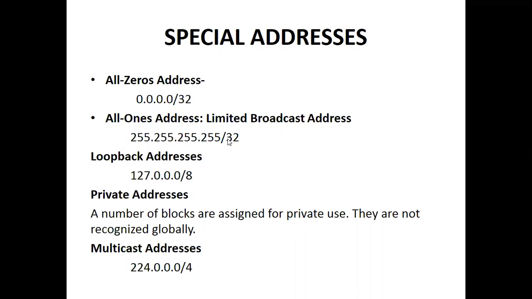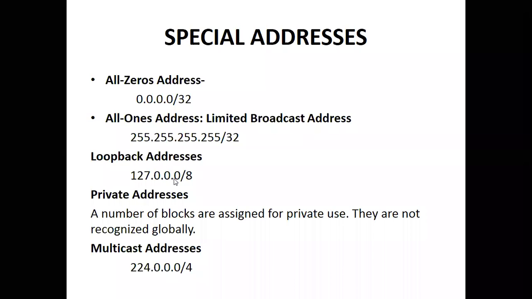This limited broadcast address is a single address which is reserved for limited broadcasting in the current network. A host wants to send a message to every other host. In that case, this IP address can be used in the network. The next address is the loopback address. The address starting from 127.0.0.0 to any other in this range is called the loopback address.